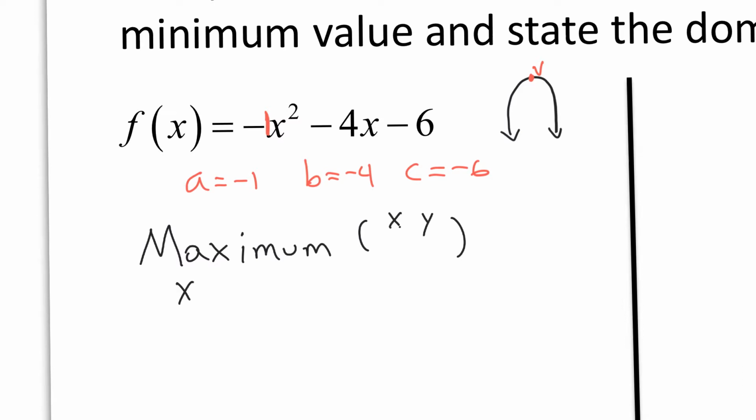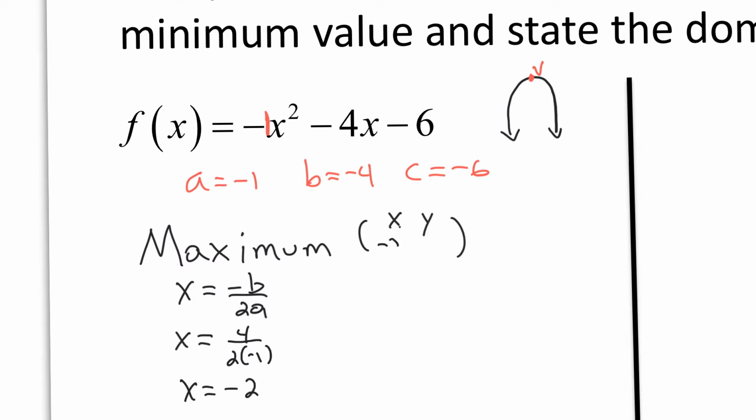So for the x coordinate, I use the formula opposite of b divided by 2a. So I substitute the b and the a. So opposite of b, opposite of negative 4, that's positive 4, over 2 times negative 1. And my x value will be negative 2. After you simplify, 4 divided by 2 times negative 1 is negative 2.